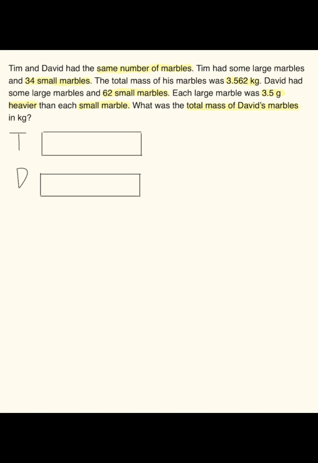Tim had some large marbles and only 34 small marbles. So I'll put the 34 here. Total mass, 3.562 kg. Okay, so this is 3.562 kg. And David had some large marbles, but 62 small marbles. So slightly more here, 62 small marbles.